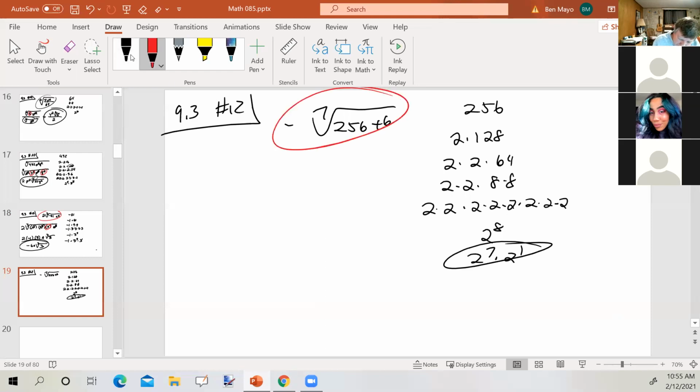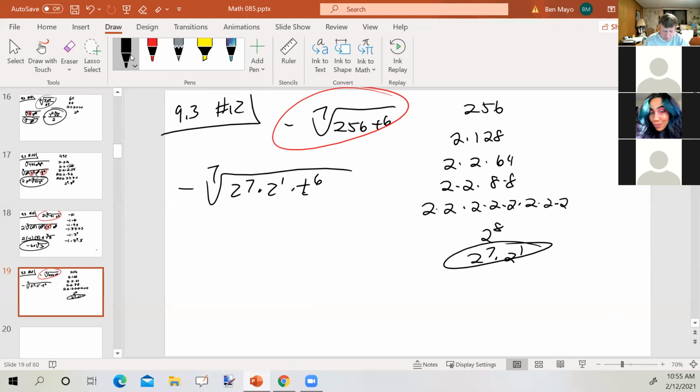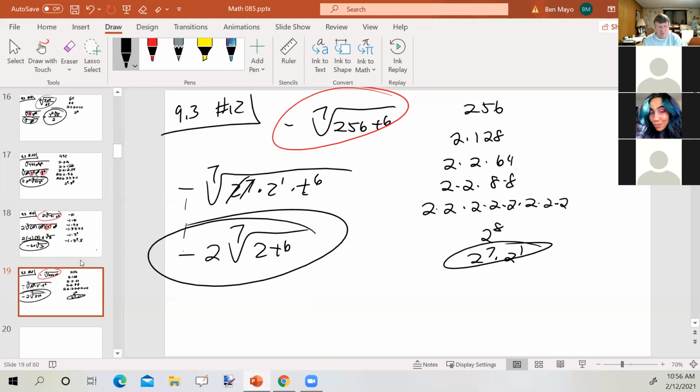So rewriting this, I get negative the 7th root of 2 to the 7th times 2 to the 1 times t to the 6th. Well, the only thing I can take out of there is this, 2 to the 7th. That's going to be a 2 outside. We'll bring that negative sign down. 7th root of 2t to the 6th. So negative 2, 7th roots of 2t to the 6th power. And there you have it, folks.